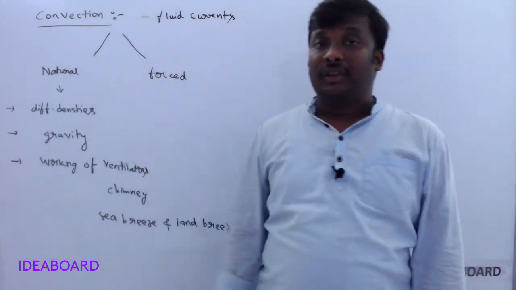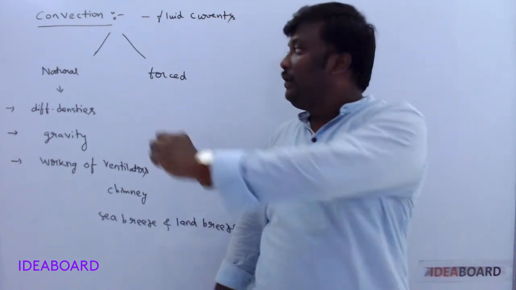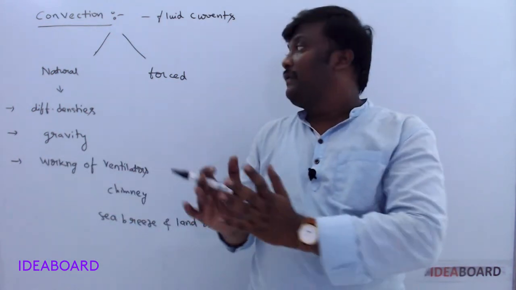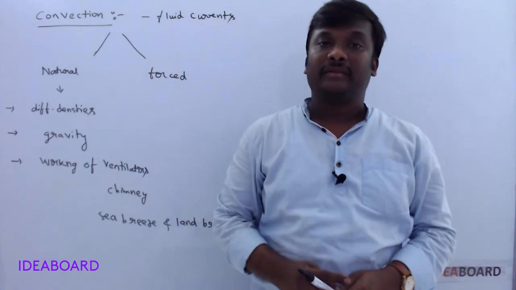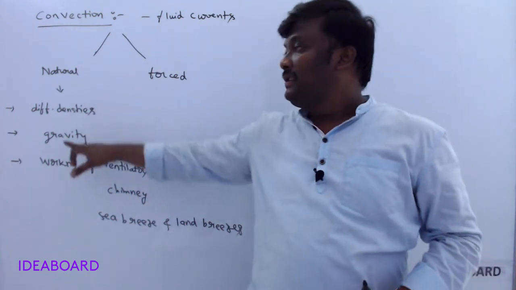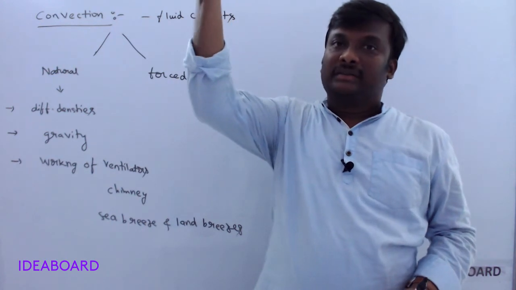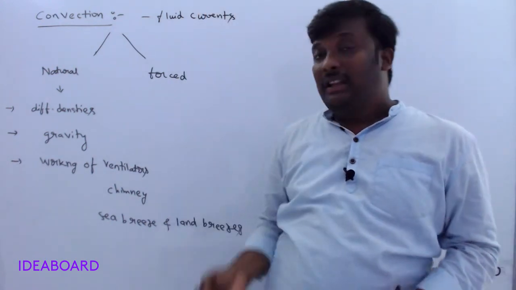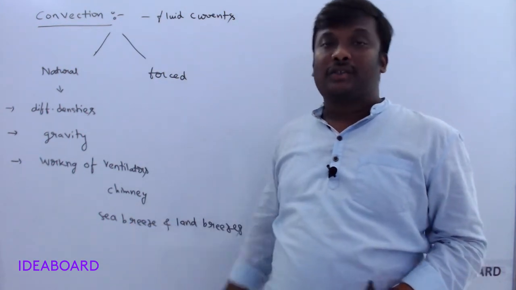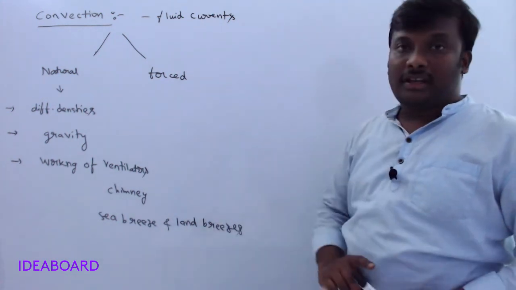All are based on natural convection. It depends on g, which indicates it only takes place wherever acceleration due to gravity is there. Is it possible for natural convection to take place in an artificial satellite? Zero. In space? Zero. It is only in the presence of g. In ventilators, hot air moves upwards and passes through the ventilators. In a chimney, the flame always moves upward. Sea breeze and land breeze we discussed previously in the lower classes. So this is about natural convection.